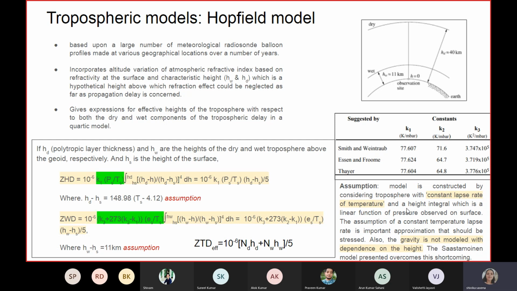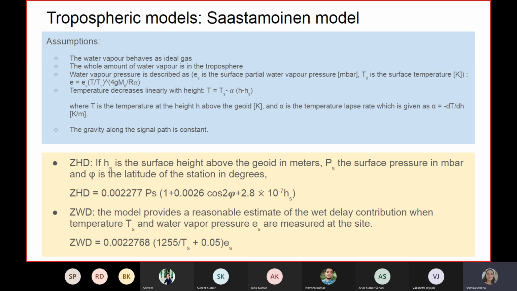Also, gravity is not modeled with dependence on the height. So these two assumptions lead to finding an even more accurate model, that is the Saastamoinen model. Here you only need the surface pressure, Ps, latitude information and height of the receiver. These three inputs, when you put them into this model, you get the hydrostatic delay.